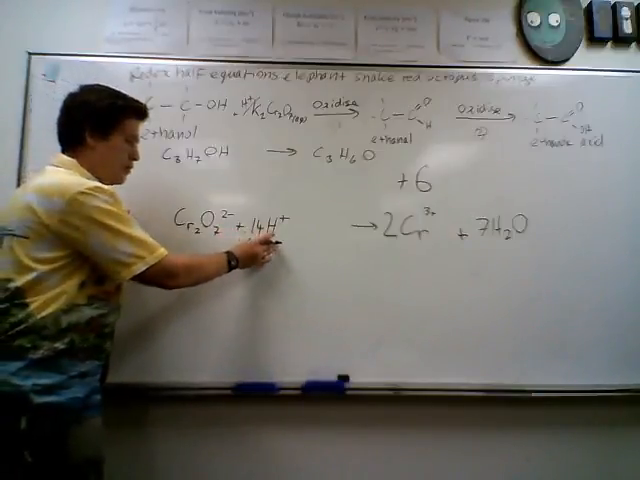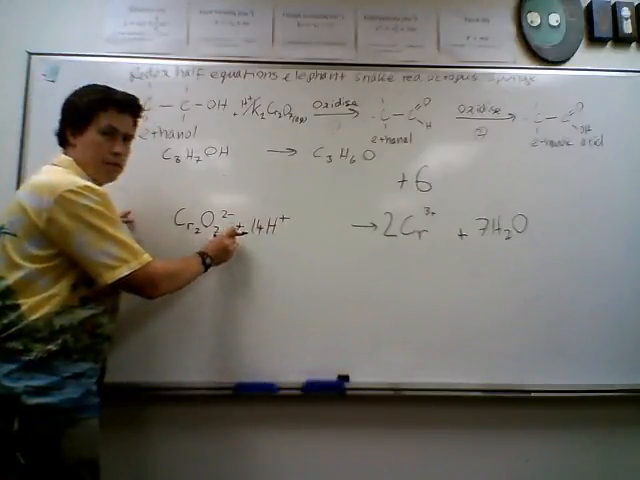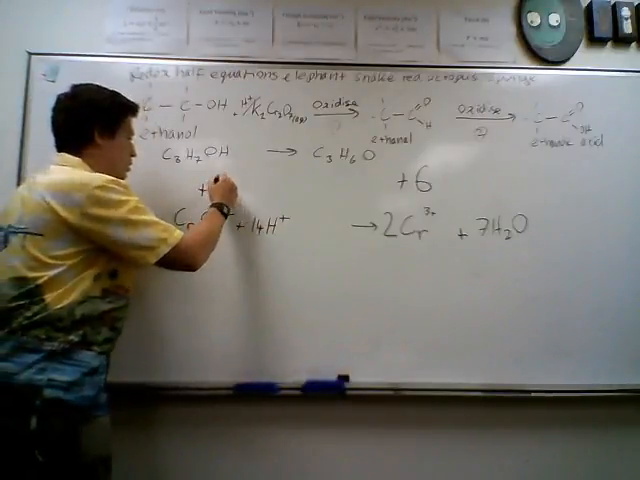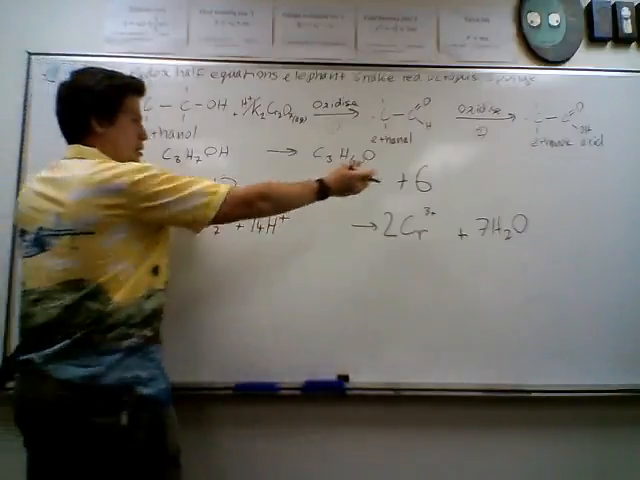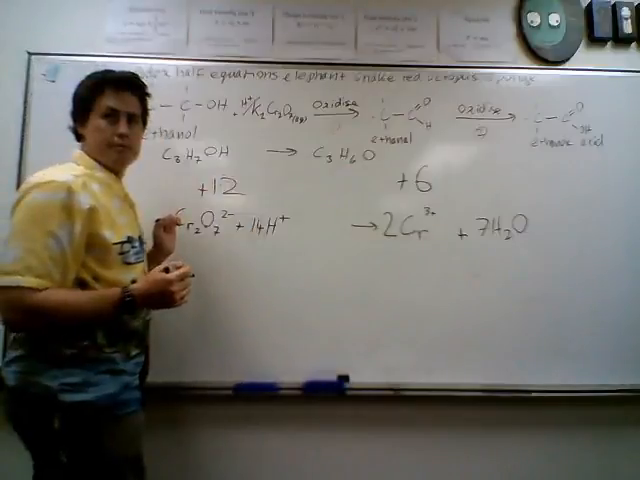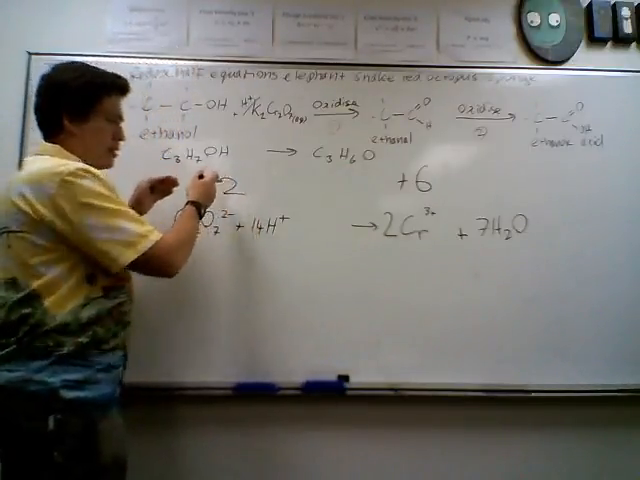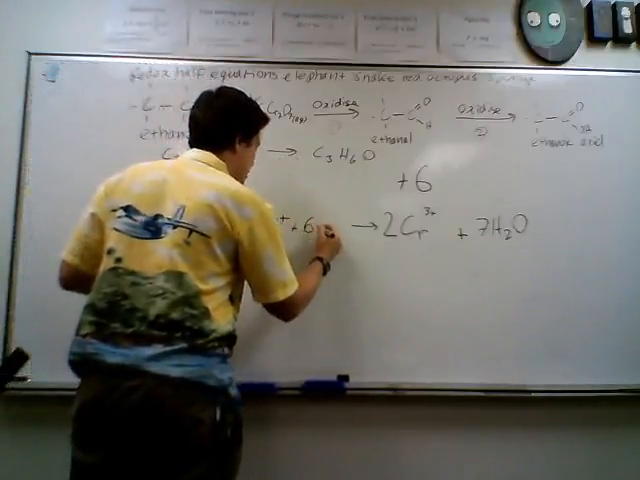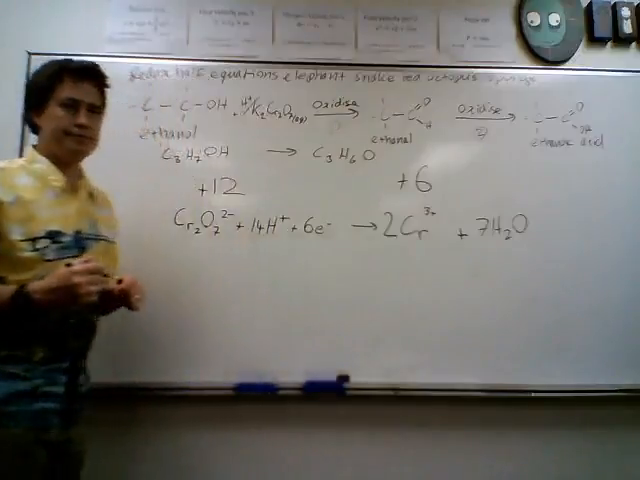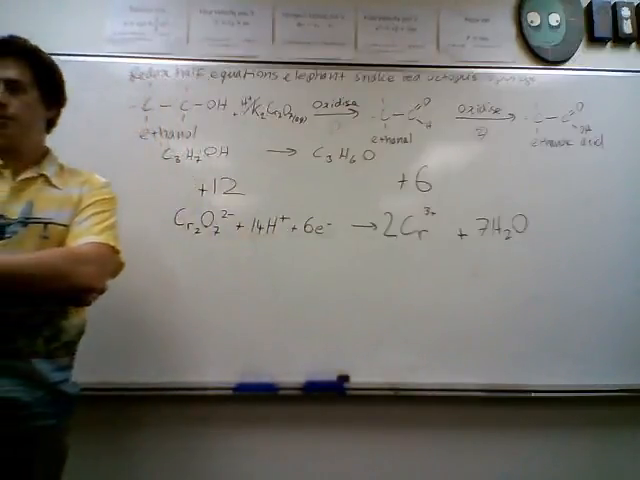Alright, we've got 14 pluses and 2 minuses, giving you overall plus 12. So how do you go from plus 12 to plus 6? You lose 6 electrons. You need 6 electrons to stick onto those to go from plus 12 to plus 6. So it's plus 6 e minus. Next step.